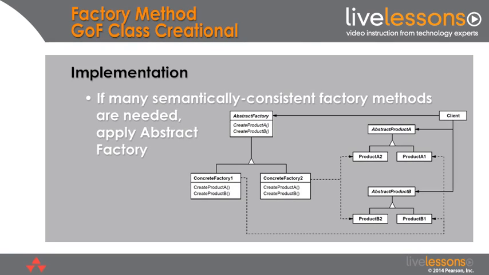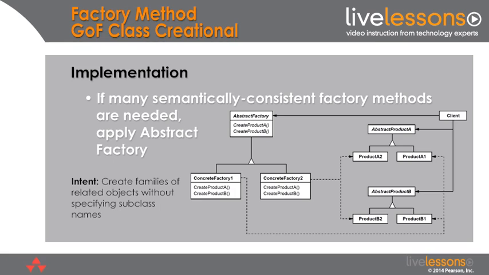There's another implementation consideration as well. If you have a group of semantically consistent factory methods that all need to vary together, then you might want to consider applying another Gang of Four pattern called the abstract factory pattern. The intent of the abstract factory is to create families of related objects without specifying subclass names. This is a more complicated pattern. You would rarely apply this pattern unless there were groups of things that all had to vary together in some consistent and compatible way. You can think about abstract factory as essentially a group of factory methods that need to work together.